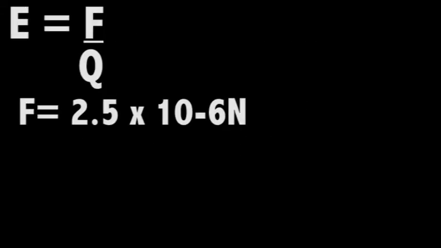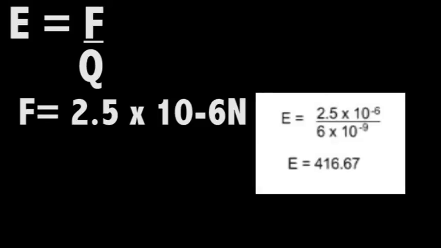Well, using this equation, E equals F over Q, we just simply substitute these numbers in. First of all, however, we have to change the nanocoulombs into coulombs. And this is just simply 6 times 10 to the power of negative 9. The force is 2.5 times 10 to the power of negative 6, and Q remains the same. Remember, Q is the strength of the test charge. So E equals F over Q. So this will be 2.5 times 10 to the power of negative 6, over 6 times 10 to the power of negative 9. And you'll find that the answer you get to that is 416.67.